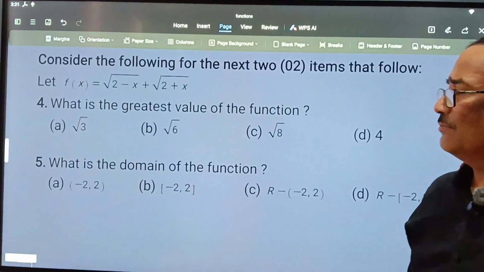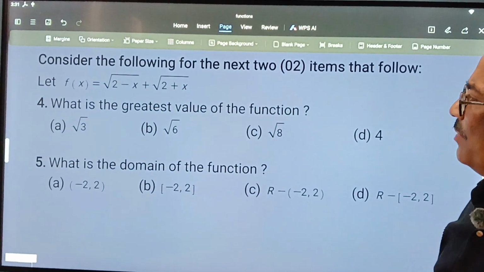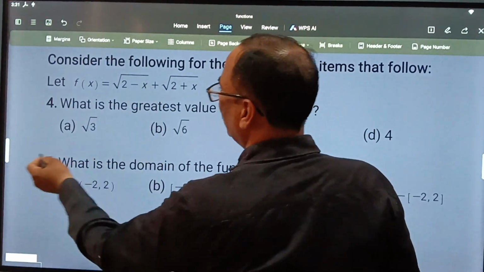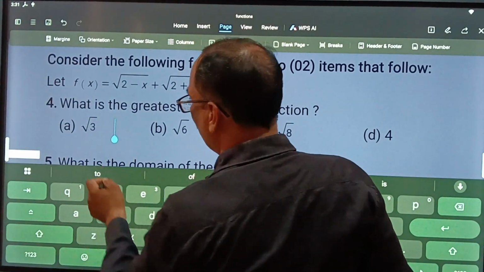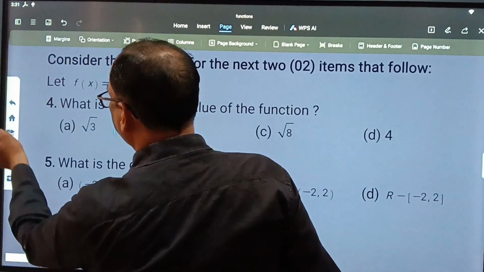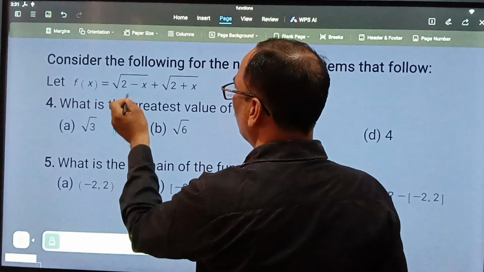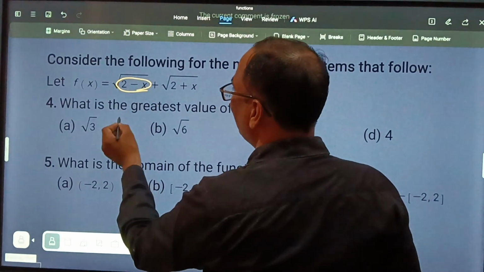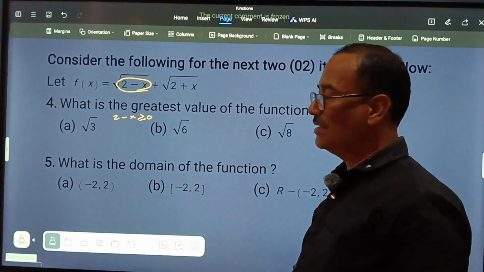So first of all we can find its domain. First of all we think about the domain. We know very well square root is always non-negative, that is we can say here square root, that is 2 minus x is greater than or equal to 0, then the function is defined.